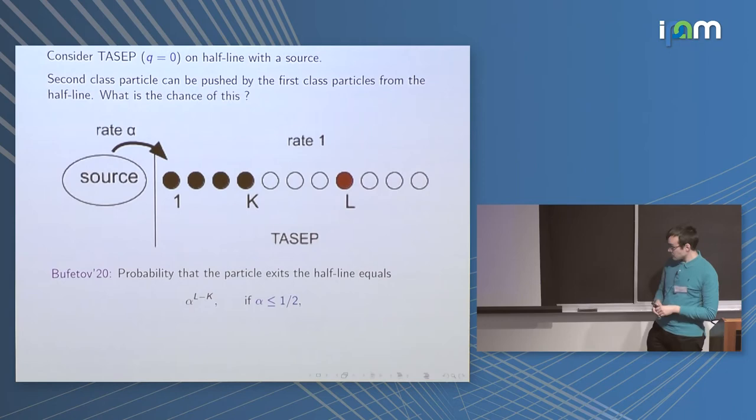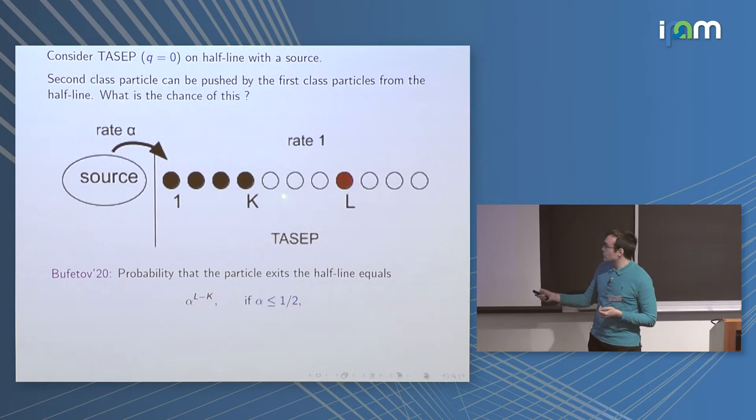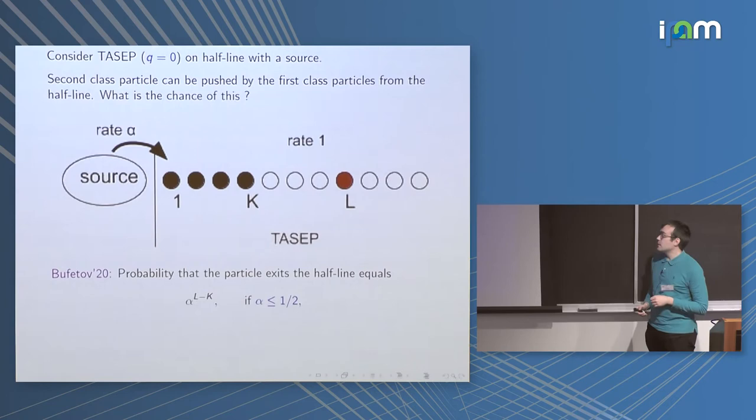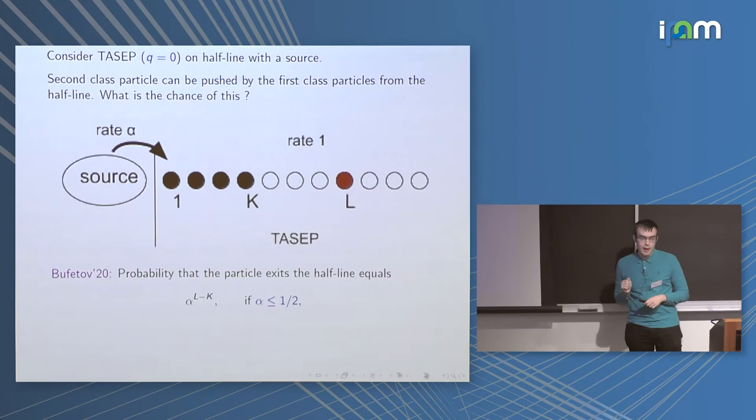For this initial configuration, the first k positions are occupied by first class particles and the second class particle is originally at L. If the source is not that strong, if alpha is less than 1/2, then the probability that the particle exits the line is just alpha to the power L minus k. It doesn't depend on k, it just depends on this difference. I don't know how intuitive this is, but that's the result of computation. That's more or less intuitive.